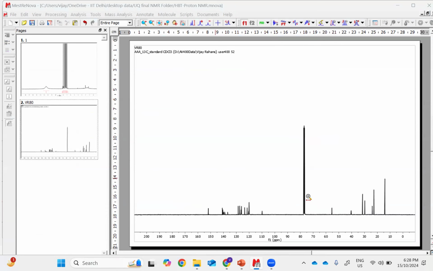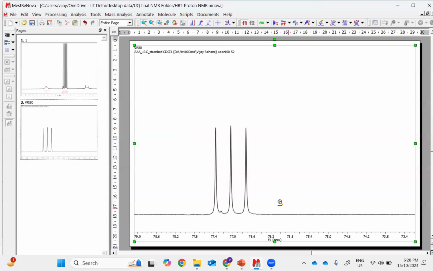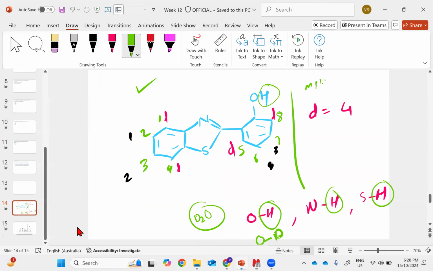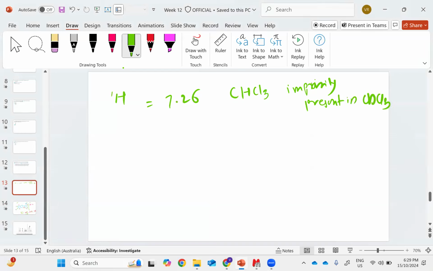Someone in the past few videos asked me the question: in the 13C spectra, this CDCl3 shows a triplet. So this triplet in the carbon NMR spectra is due to the CDCl3. So don't miss it. In the 1H spectra, we observe one peak at 7.26. This is due to the CHCl3 impurity present in the CDCl3. So don't get confused in this one. Often I have seen many people make mistakes in this.